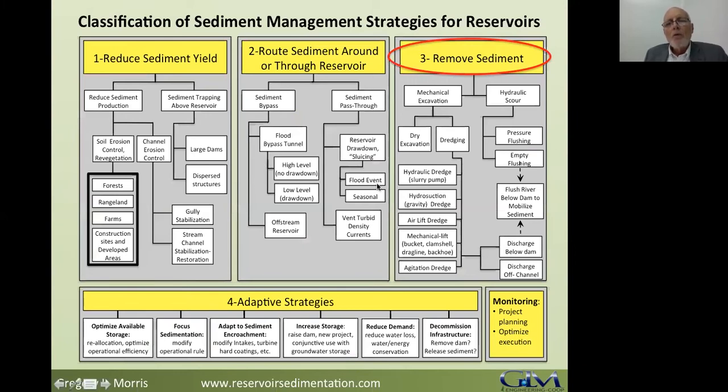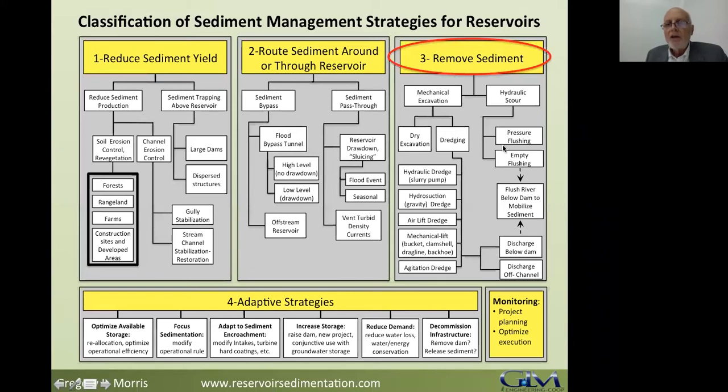Third, remove sediment. Now, for sediment removal, we have two basic types of options. We can do mechanical excavation. We can either dry the reservoir up and use mechanical equipment, as you might manage a debris basin, for instance, or you can use hydraulic dredging. Dredging refers to any activity removing sediment from underwater. The other option is hydraulic scour using flushing.